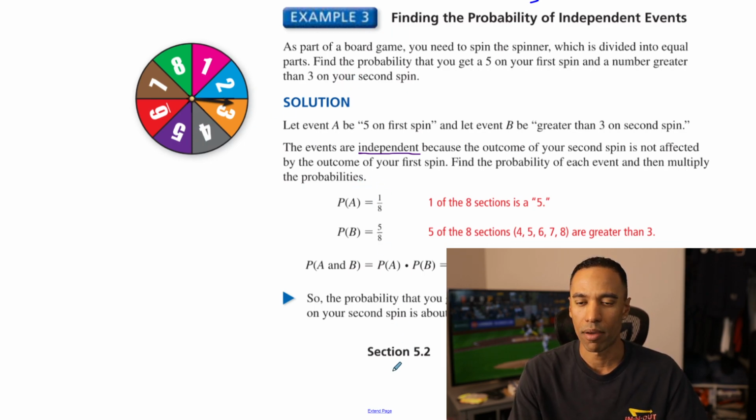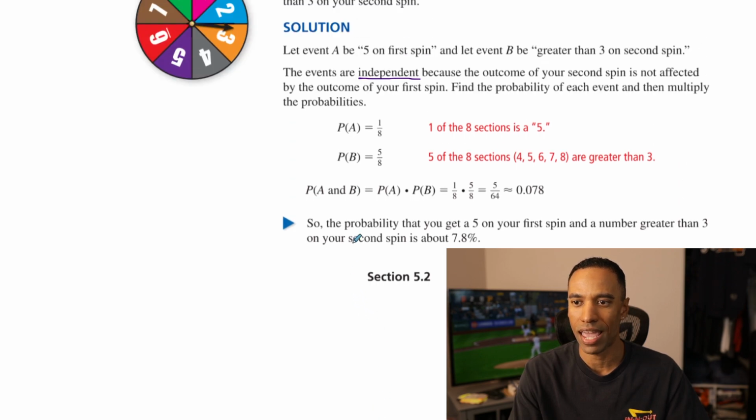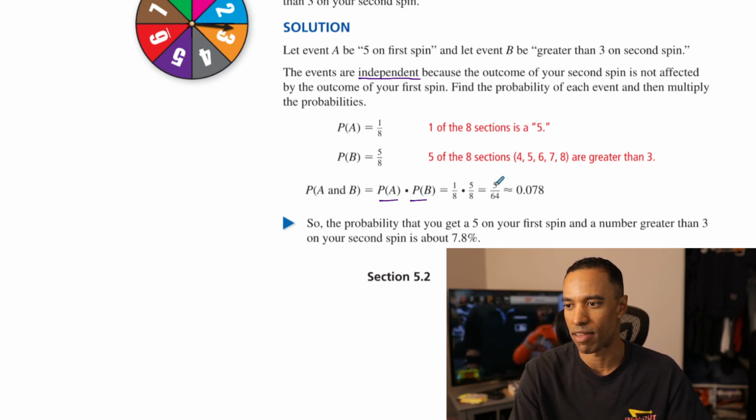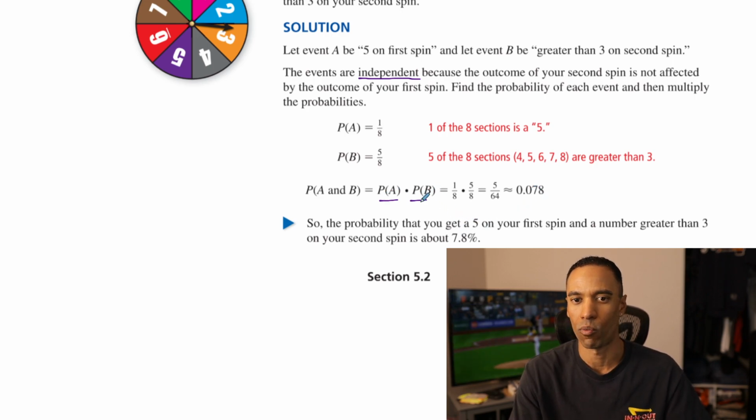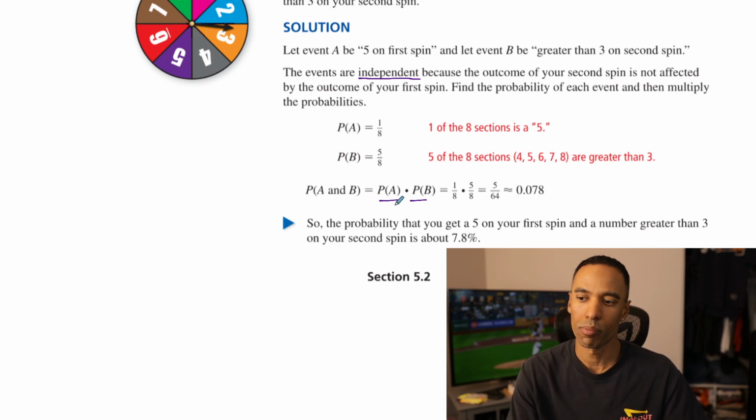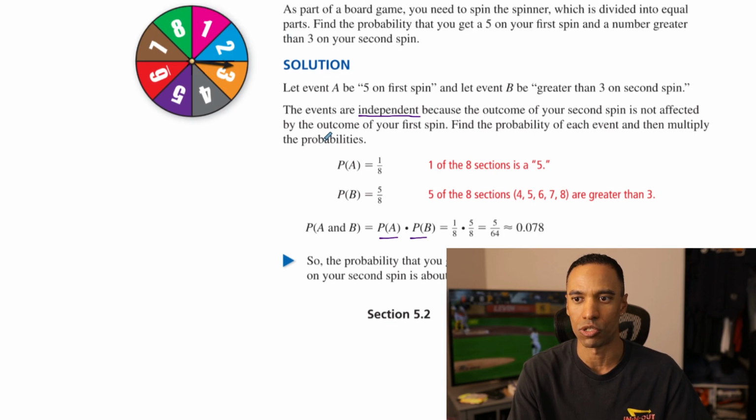Whenever you do probabilities for 2 events, one and the other, you multiply those 2 probabilities, and because they're independent, we just multiply them straight up. 1/8 times 5/8 is 5/64, or 0.078, 7.8%. It's just multiplying one and then the other. And we do the multiplication for reasons, but because I'm already 13 minutes in, I'm not going to get too deep into that.